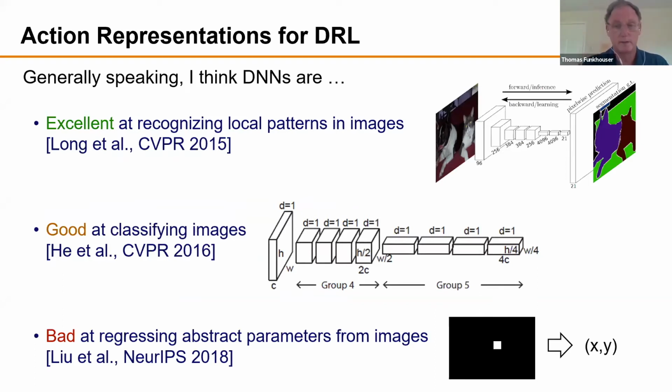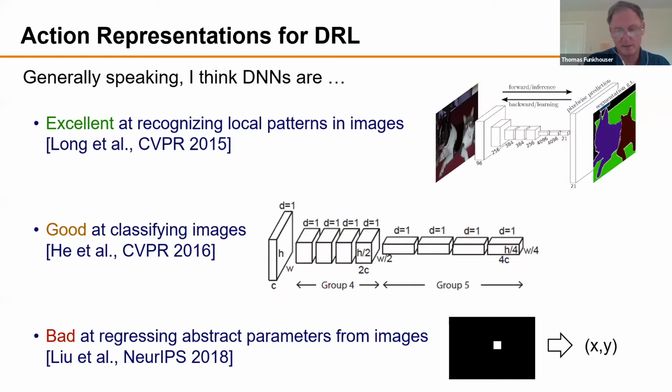So if I have a fully connected network, there's semantic segmentation. I can learn to recognize where the eyes are, or the ears, or so on and so forth, or the cats. They're also good at classifying images. If I have an image and I want to detect what kind of class it is, dog versus cat, for example, they're very good at that. What they're not good at is abstracting abstract parameters from an image.